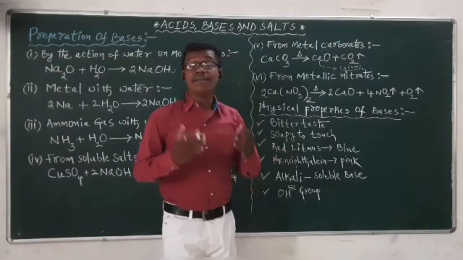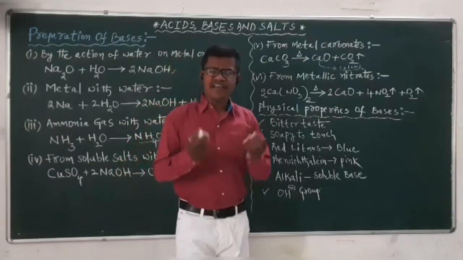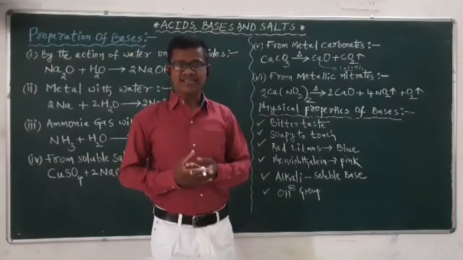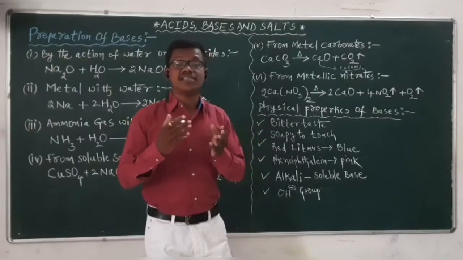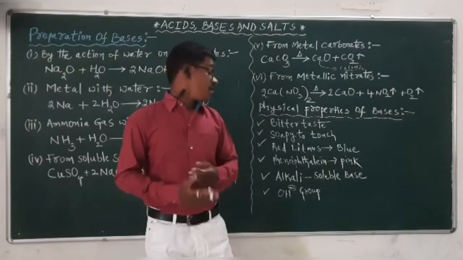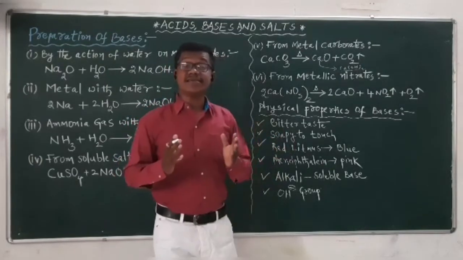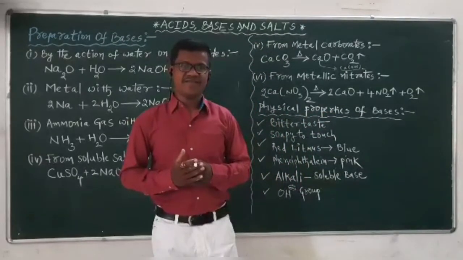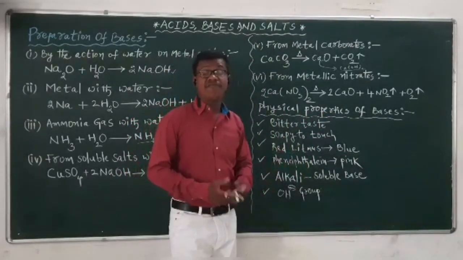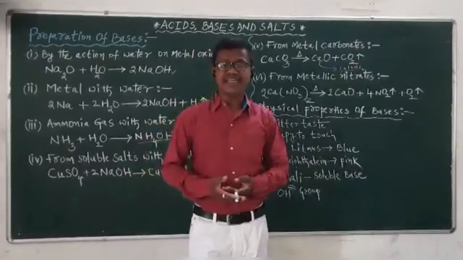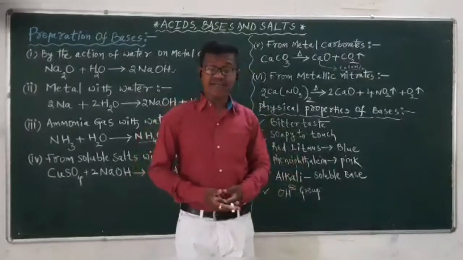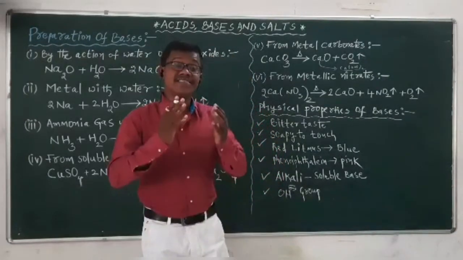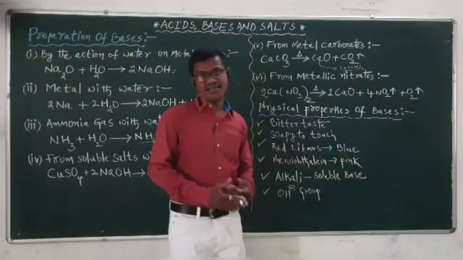And the second one: bases are soapy to touch. When we touch a substance, if that is easily moving on our hand, we can call that soapy to touch, which is going to slip easily. And the third one: bases turn red litmus indicator into blue color. And the fourth one is, we have synthetic indicators also, man-made indicators. The great example is phenolphthalein. When the base reacts with the phenolphthalein indicator, the base turns into a pink color.